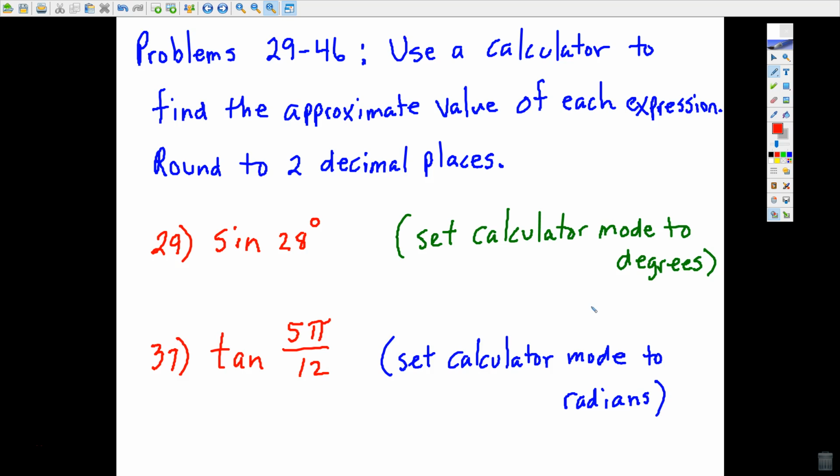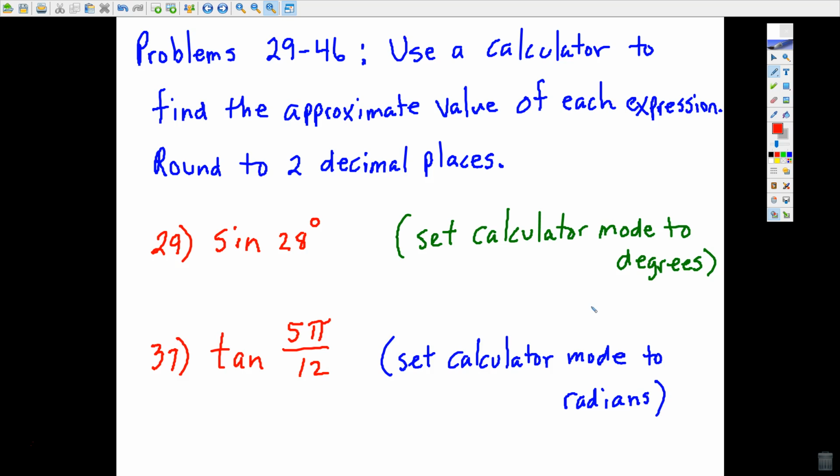Okay, so Andrew, what is sine 28 degrees? Well, it's the decimal. Okay, it's actually 0.47. You round to the hundredths place, 2 decimal places. It's actually 0.47. You just leave the decimal and round it to the hundredths place.